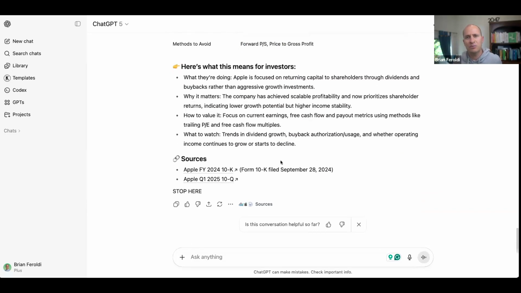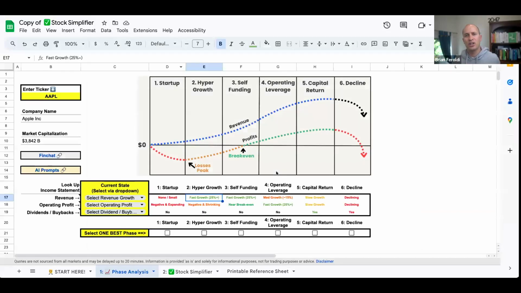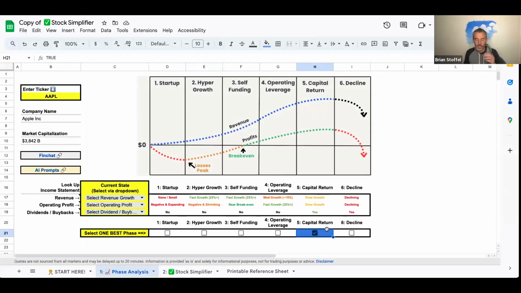So I would say that that's pretty spot on. Yeah. I love that it uses the most recent 10K and 10Q, and then it says, look at that, stop here. So I'm going to agree with that analysis, and I'm going to check the box that says we're in phase 5 capital return. Would you agree with that? Yep. I would definitely. Hey, look, if you're growing 2%, you're not in stage 4 really anymore.